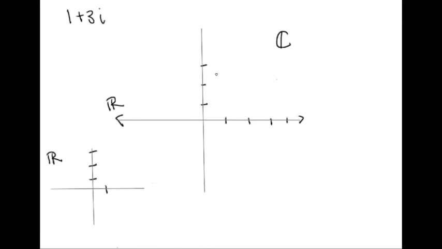The real part is 1, so we start at the origin and move 1 unit to the right. Then we want to add 3i. Since 3 is real, we can shift 3 units to the right on the real line. But note, as we stated above, multiplying by i will rotate the point 90 degrees. So this point is 1 plus 3i.